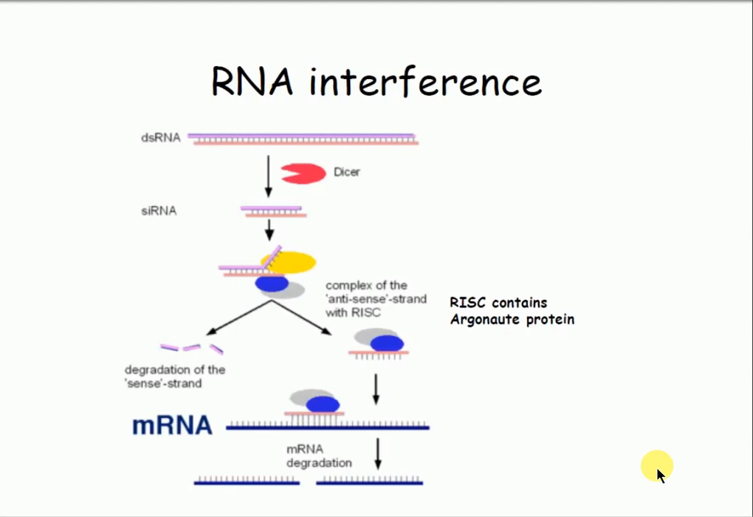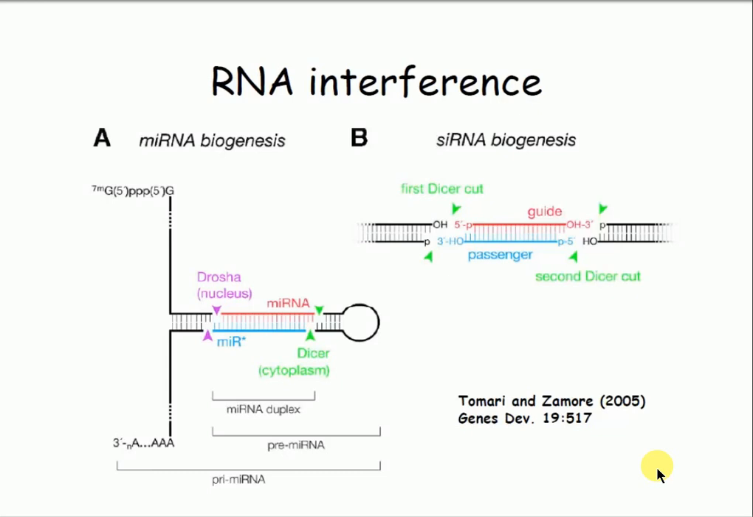MicroRNAs work a bit differently. They mostly have an incomplete match and will result not in cleavage, but in interfering with translation. So translation is downregulated. This means that siRNAs can also have off-target effects through incomplete matches. So this is a bit of the limitation of the technology, but it's very powerful to downregulate gene expression. So this is a little review on microRNA and siRNA biogenesis.